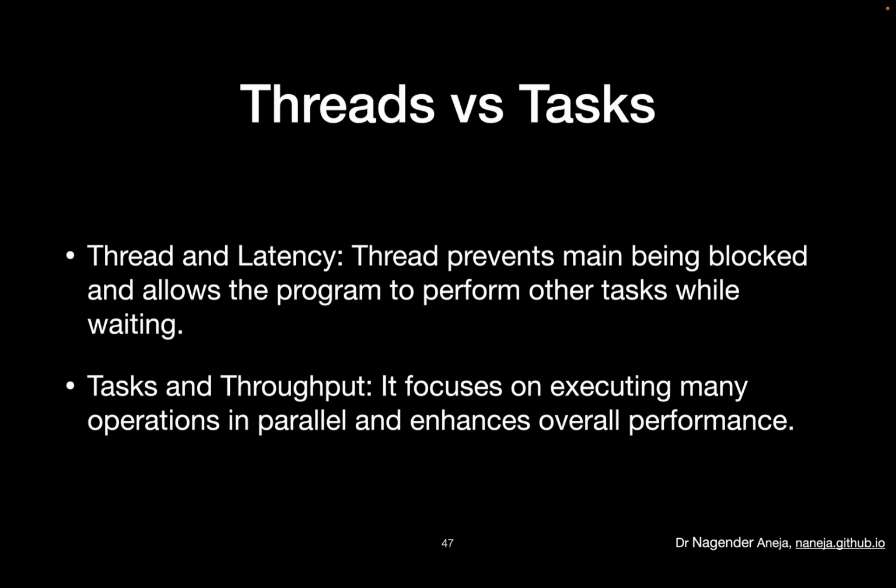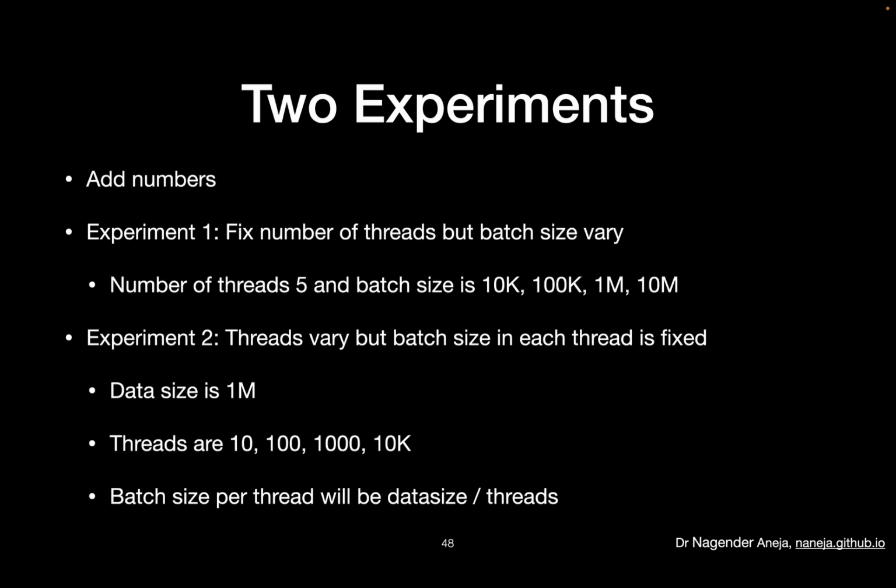The task in throughput focuses on executing many operations in parallel and enhances the overall performance. Let's say we do two experiments, that's what I have done. Let's say that we want to add numbers. And in experiment one, I fix the number of threads, but the batch size varies.